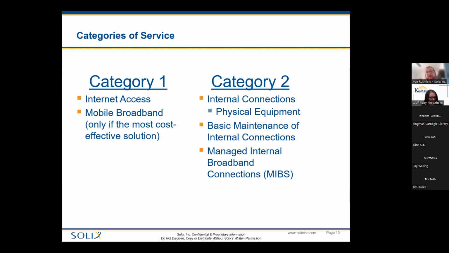Now, the other category is Category 2. If Category 1 is service, Category 2 is stuff, physical things: switches, routers, access points, cabling, things to make the internet run throughout the whole library or through all of your libraries in case you're a library system, as well as maintenance on that equipment. And the other thing that they will provide is discounts for managed internal broadband services, or MIBS. Basically, if you have a managed service, you can get some discounts on that as well.